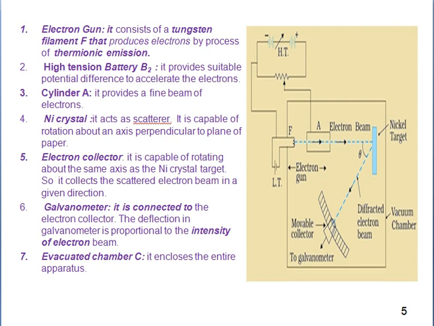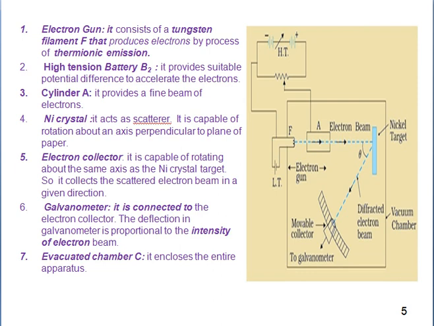It is capable of rotating about the same axis as the nickel crystal target, so the collector rotates around the nickel target.